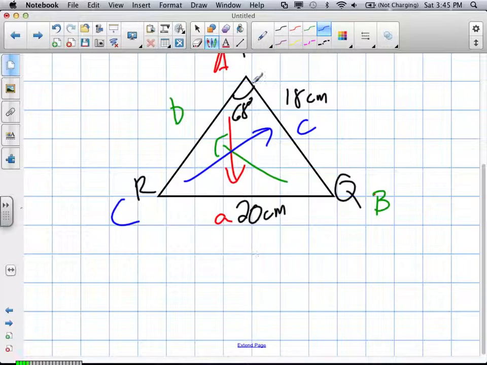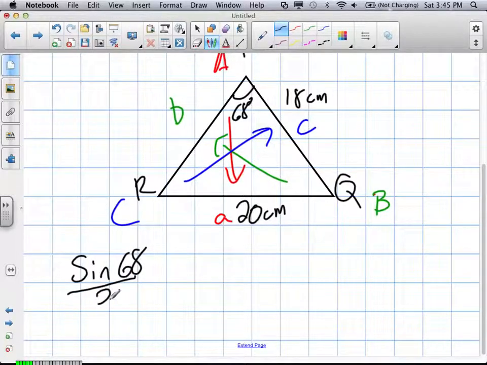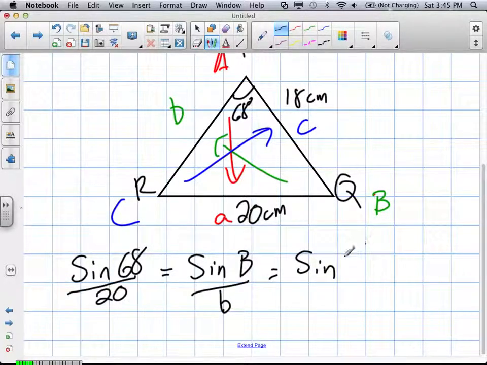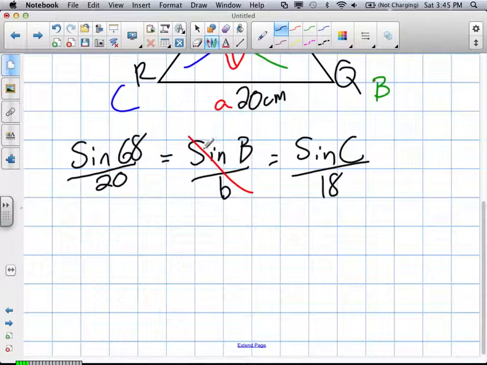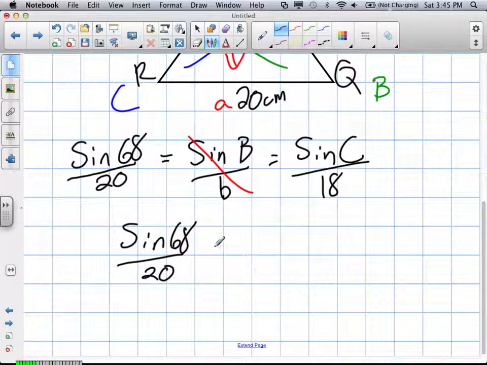Now, from there, we're going to set up our sine law. So A, sine, and uppercase A stands for the angle. So sine 68 divided by 20 is equal to, let's set up B, sine, well, we don't know angle B and we don't know side B, is equal to sine, I don't know angle C, but I do know side C is 18. Now, I don't know anything about B, so we're going to drop it off and just work with two of them. In fact, we always just work with two. It's easier that way. Sine 68 over 20 equals sine C over 18.